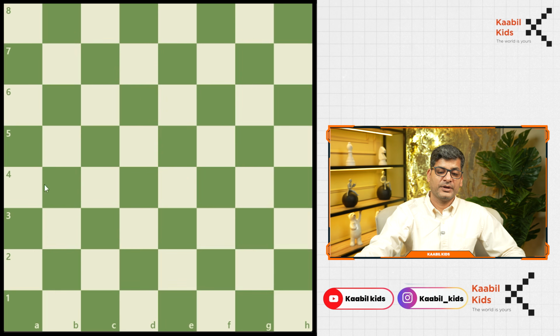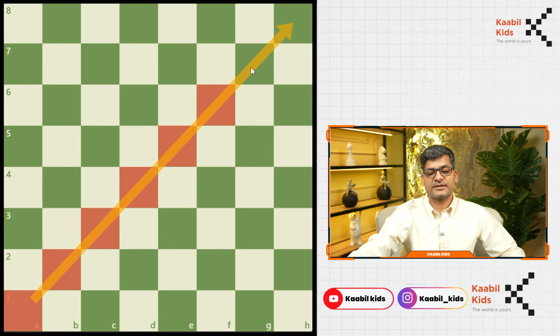So let me show you the diagonal once again. So this is the longest diagonal, and the longest diagonal will have 8 squares. So let's try to count. 1, 2, 3, 4, 5, 6, 7, 8. Okay. And then the shorter diagonal is this one. This is the shortest diagonal, and there are 2 squares in the shortest diagonal possible.